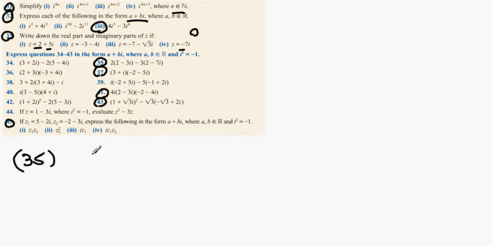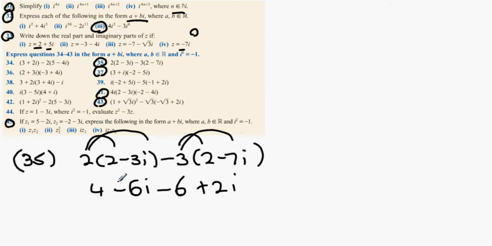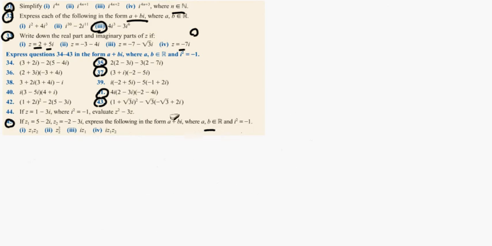Now remember, complex numbers is very much like algebra. It's like addition and subtraction of numbers as well, so it's very much like x's and y's. So 2 times 2 is 4, 2 times minus 3i is minus 6i, minus 3 times minus 2 is minus 6, then we have minus 3 times minus 7 is plus 21i. We get 4 minus 6, which is minus 2, then minus 6i plus 21i... Okay, so very easy there. So now we're on number 37.